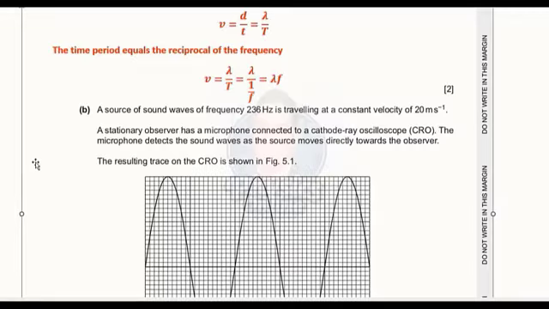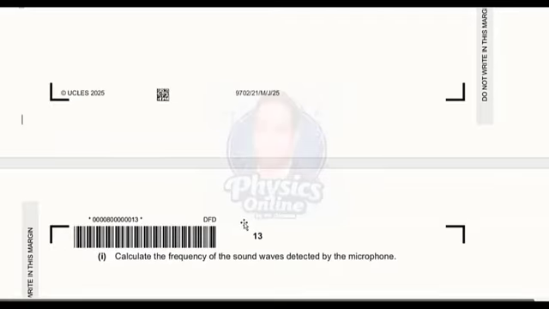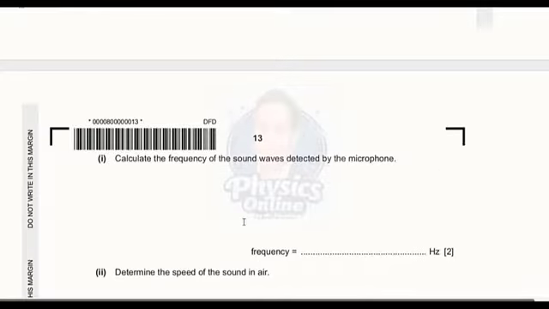A source of sound of frequency 236 Hz is traveling at constant velocity 20 meters per second. A stationary observer has a microphone connected to a cathode ray oscilloscope, CRO. The microphone detects the sound waves as the source moves directly towards the observer. The resulting trace on the CRO is shown in figure 5.1. The time base on the CRO is set at 1.0 millisecond per division. We need to calculate the frequency of the sound wave.